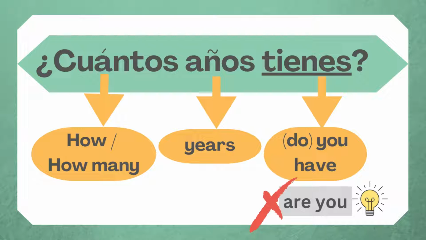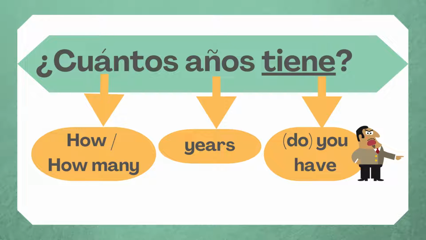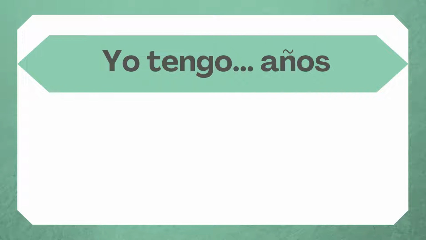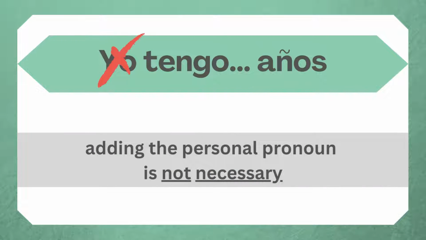And if you talk politely to a person, you have to say ¿Cuántos años tiene? And the answer to that question would be I am years old. Yo tengo años. But you can also only say tengo años.